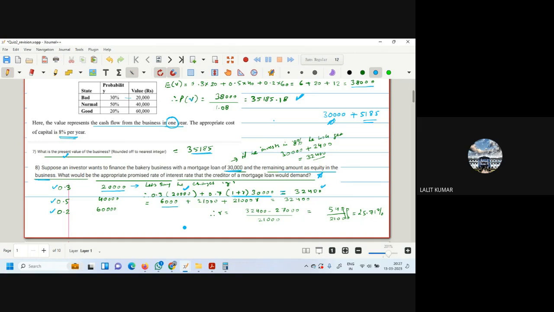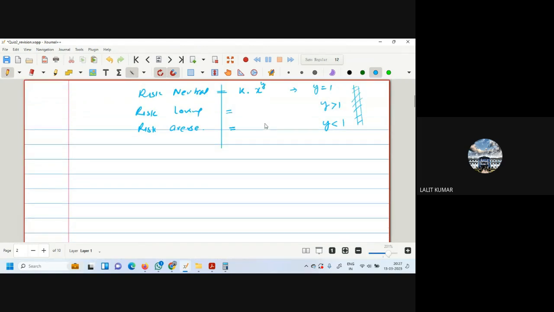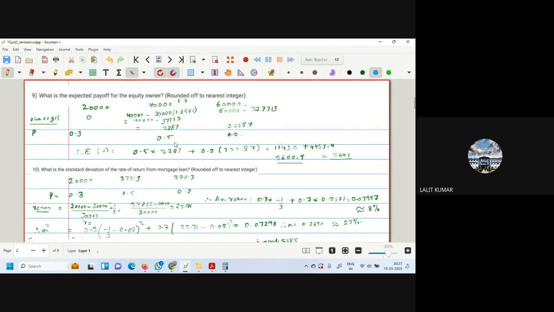So we get 6,000 plus 21,000 plus 21,000 R is equal to 32,400. And from here, R we get 0.2571, is equal to 25.71%. So this is the rate of interest he should charge. Okay, let's delete this.